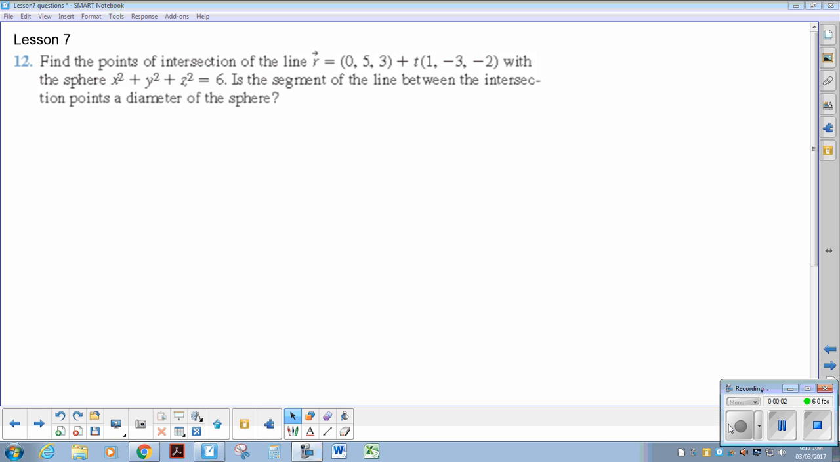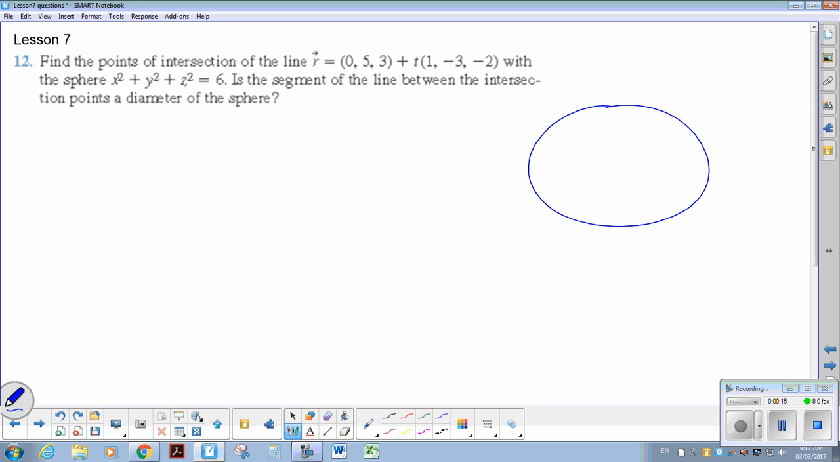All right, I had some questions about number 12 from lesson 7. So what do we have here? We want to find the intersection point of a line and a sphere. So I'm going to give myself a sketch of a sphere and make it look 3D. So there we go. There's my sphere.